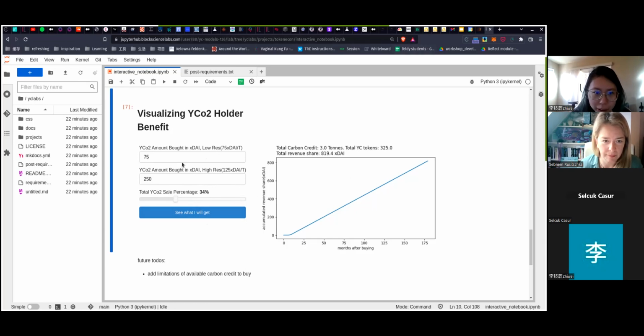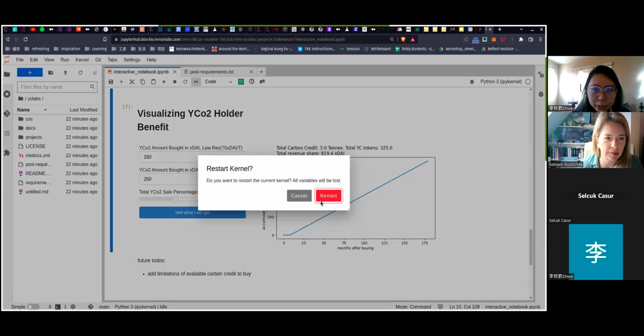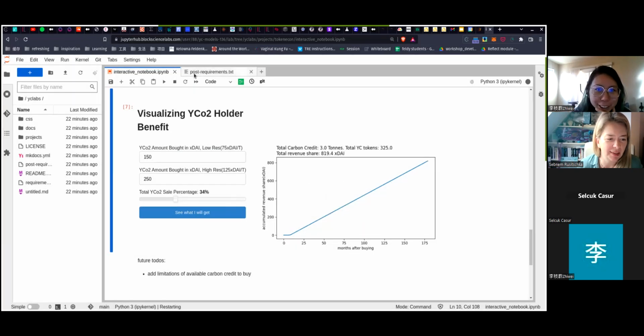I don't think it's updating. It seems like Zoom sharing is changing it. Oh, okay. Let's try. Restart.